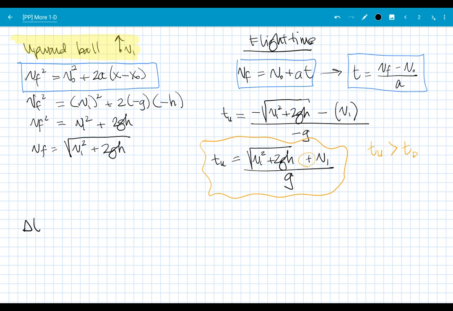And then finally, to express the difference between those two, the difference in time, what they're asking us for, is going to be just this upward time minus the downward time. And then we could express that interval. When we do that, the upward minus the downward, we have a lot of cancellation, but what we're left with is going to be 2V1 over g. So that's our final answer for part A, the difference between the times.